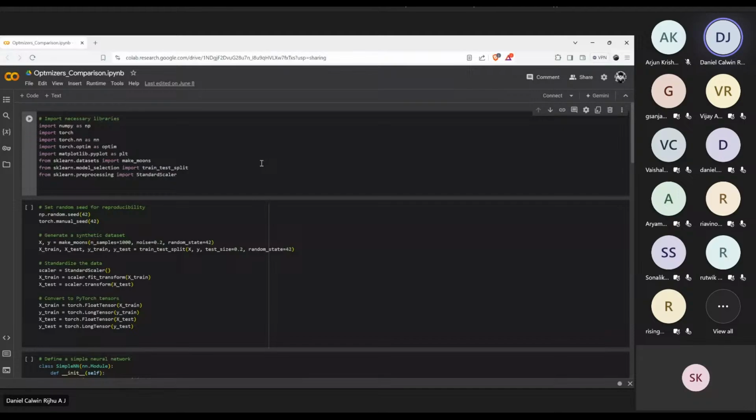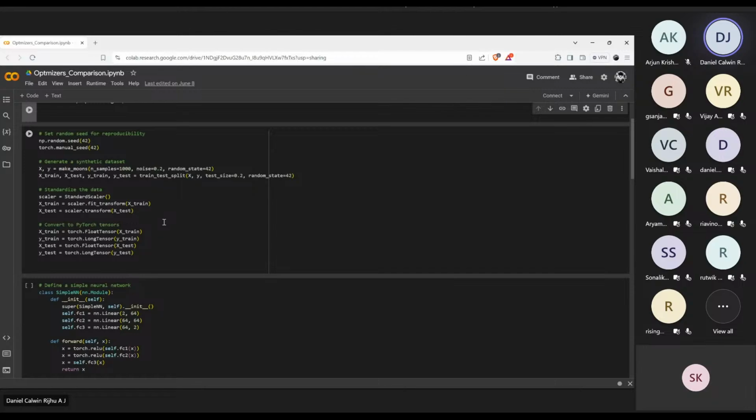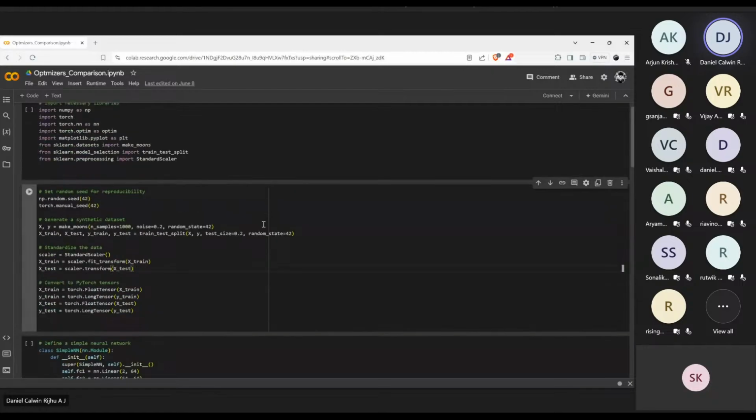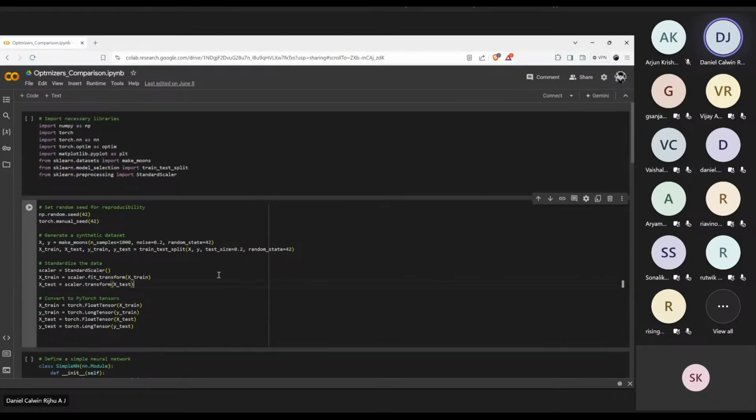So the first block obviously is going to be the importing of all the necessary libraries. And after that, we are going to set the seed as 42. The next function which you can see over here, the make_moons function, enables us to create a data set on our own just by specifying the number of samples which we want, and the noise as well as the random state. So this is one interesting function which you can use from sklearn to create your own data set.